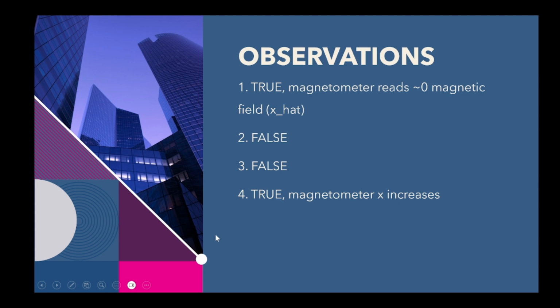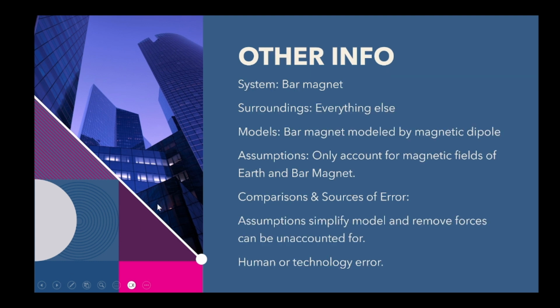Some observations were that the first one was true: the further away you get, the magnetometer reads closer to zero in the X direction. And the last one was also true: the magnetometer's X increases as you move the phone closer to the experiment.